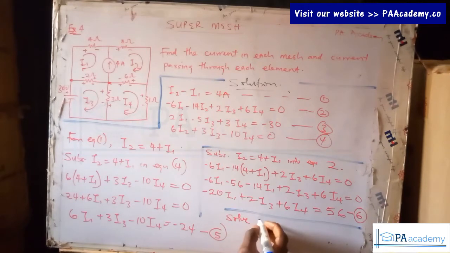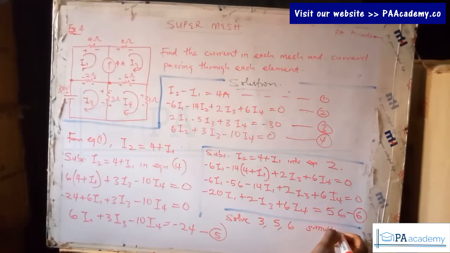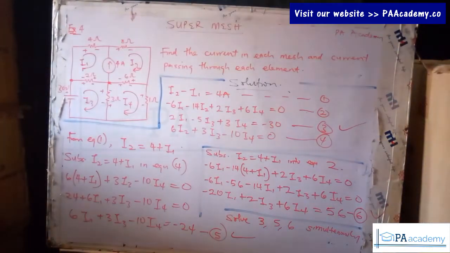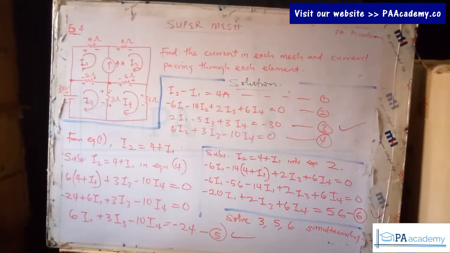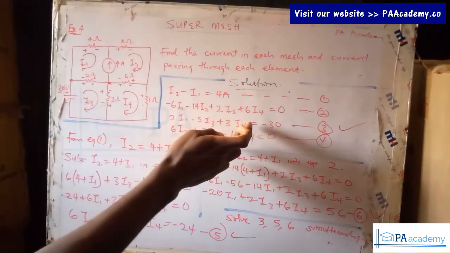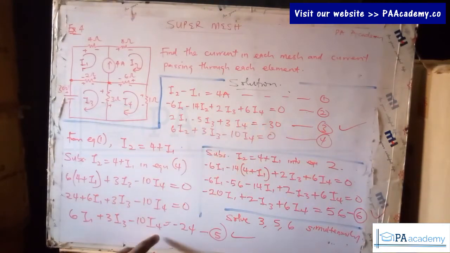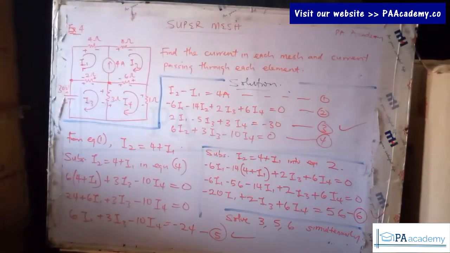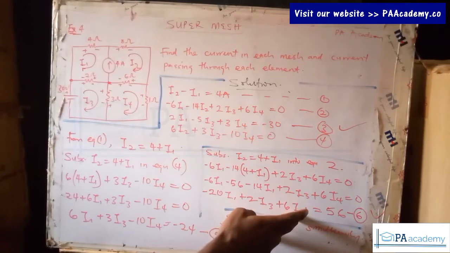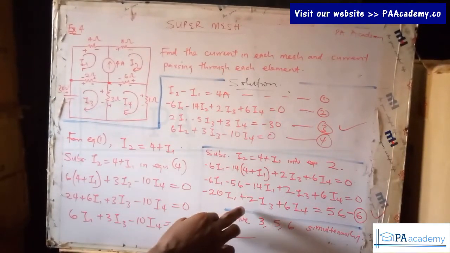So solve equations 3, 5, and 6 simultaneously. Once we solve those equations simultaneously, we'll get I1, I3, and I4, because if you look at those 3 equations, you can see that equation 3 has only I1, I3, I4, equation 5 has I1, I3, I4, and equation 6 has I1, I3, I4. Once we solve those three simultaneously, we'll be able to get I1, I3, and I4, and then we can use them to get the one that is missing, I2.